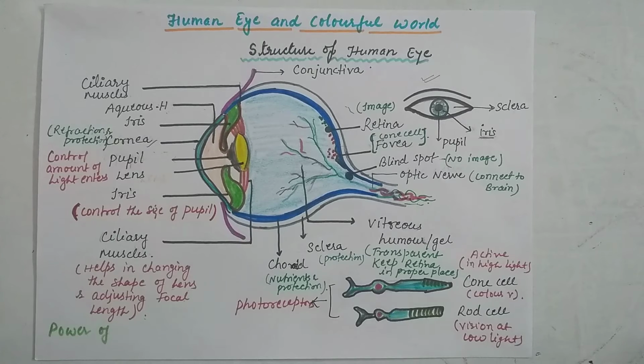Hello students, today in this video we are going to study the structure and function of the human eye. We know that the eye as well as light are both very important to see the objects around us. So let's see what the structure and function of the human eye is.